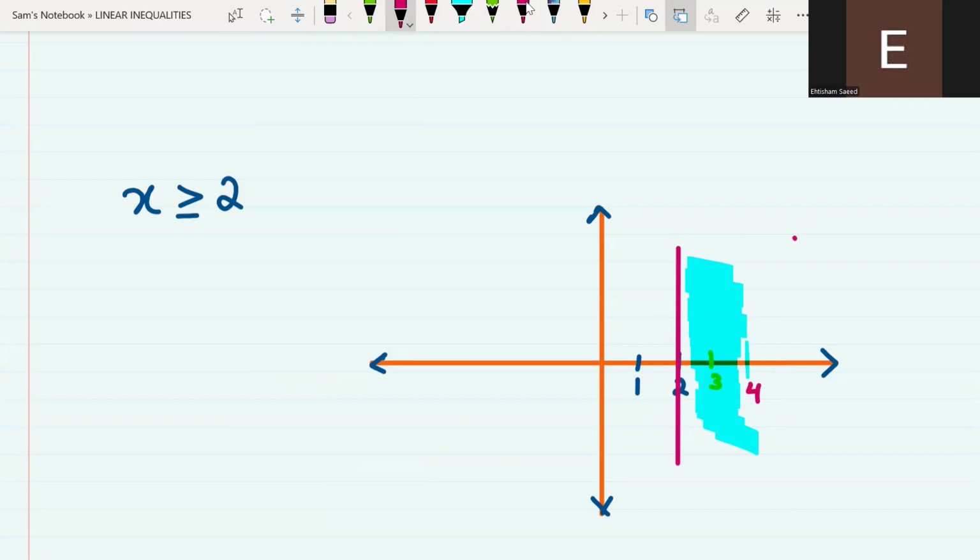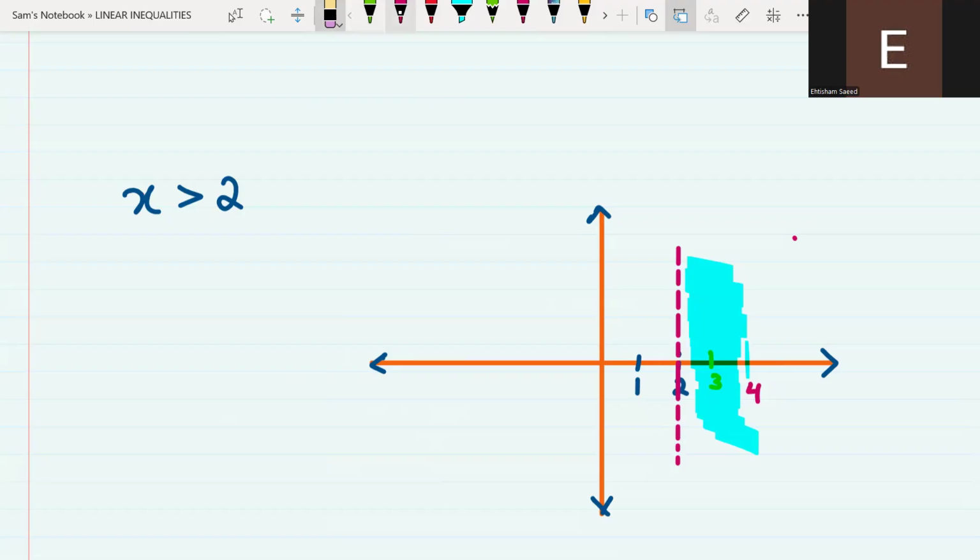So I am shading it. If I remove this equal to sign, then this line will not be a complete line. It will be a dotted line. I am drawing it dotted. This line will be dotted. Why? Because there is no equal to sign in between. Is this point clear?